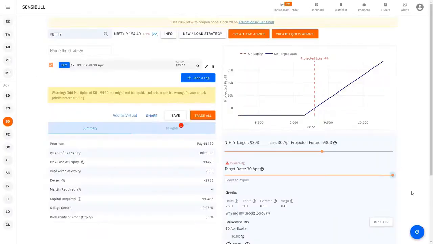Now this is the most important part of this module, which is the effect of variables. And by variables, I mean things like stock price, time to expiry, interest rates, implied volatility. We'll come to all of that one by one. So the first thing is stock price, which you already saw.